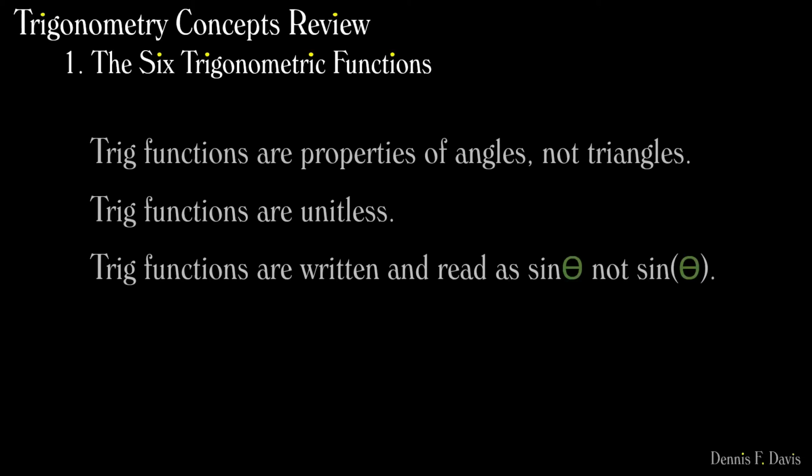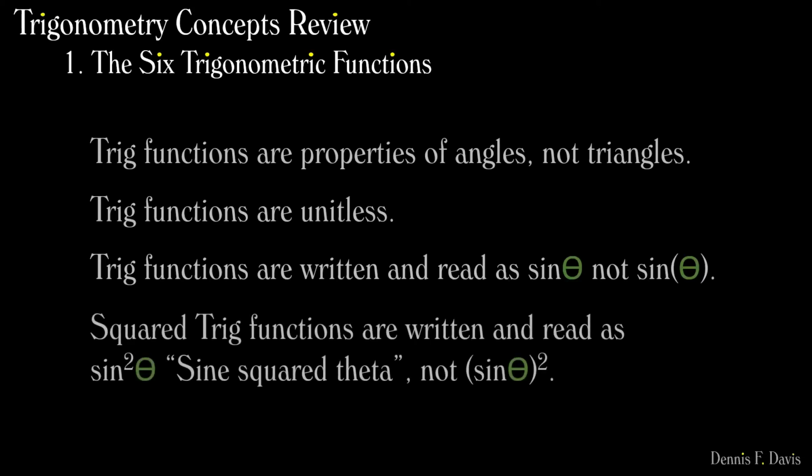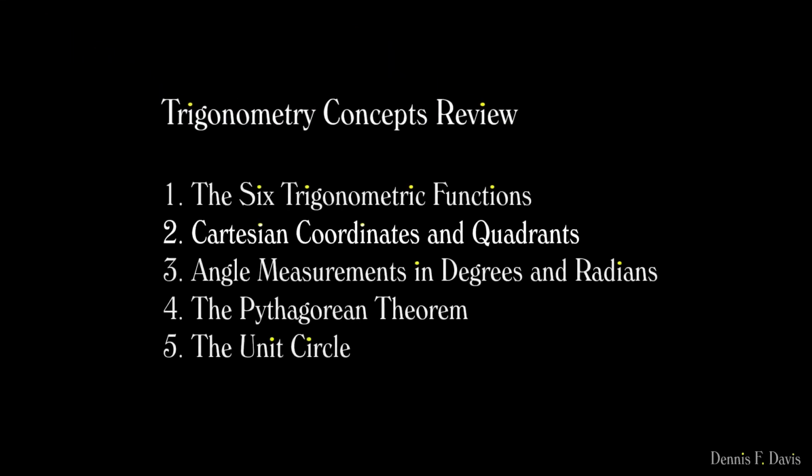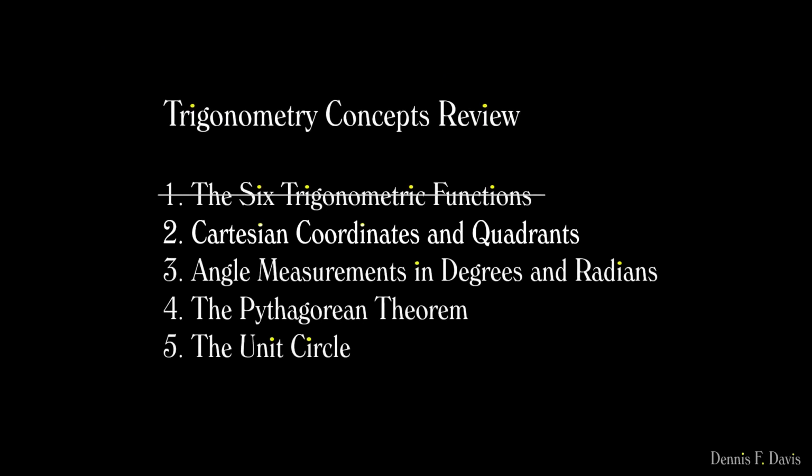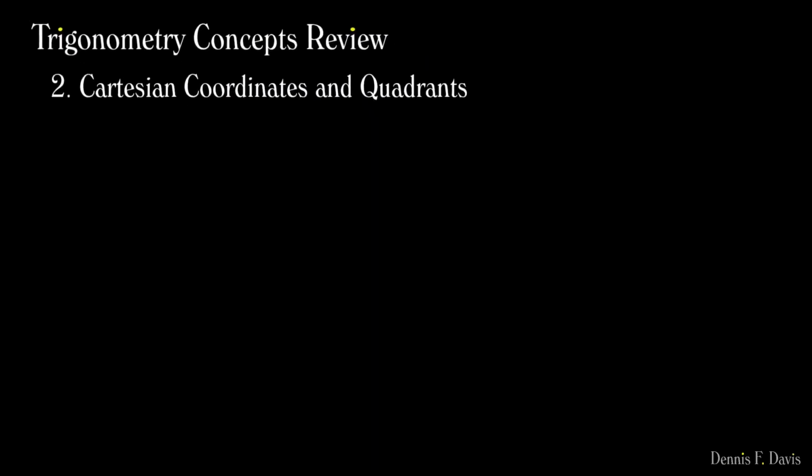Finally, when we square trig functions, which we'll do a lot when we use the Pythagorean theorem, we write the exponent 2 between the function abbreviation and the angle variable. This would be read out loud as sine squared theta, not sine of theta squared. It's a little different, but you'll get used to it. Well, that was part 1 of this introductory video, and it was the longest. Mercifully, part 2 will be the shortest.